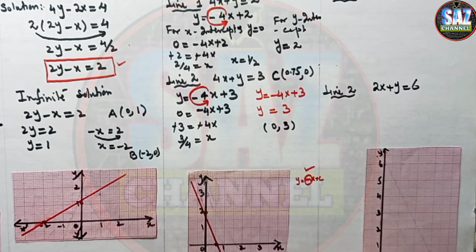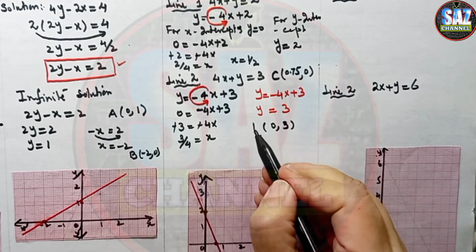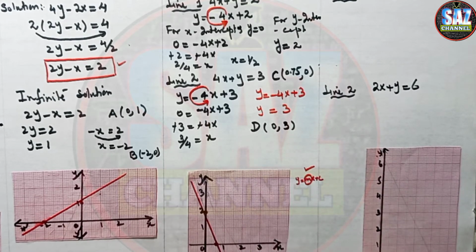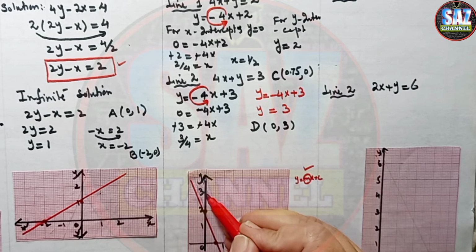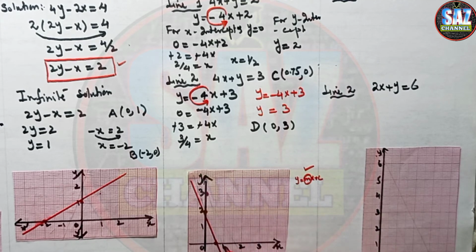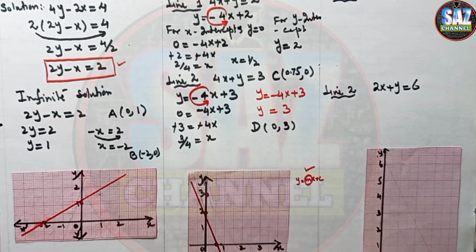Now I have to mark these points carefully on the graph paper so that we can observe the solution of this situation. D point is (0, 3): 1, 2 and 3. So it will be coming over here. And we have x value 0.75. So it will be 0.5 over here, and then it will be 2.5 blocks after this.